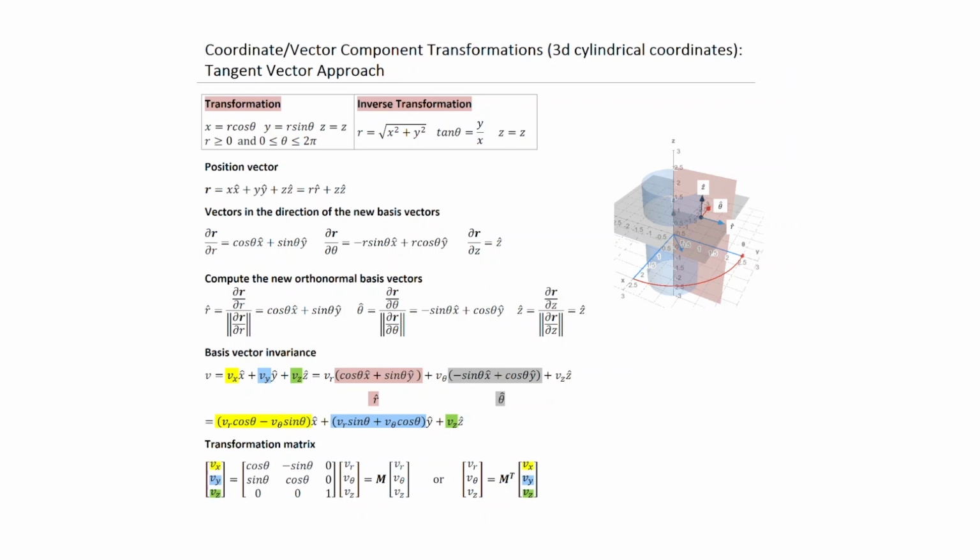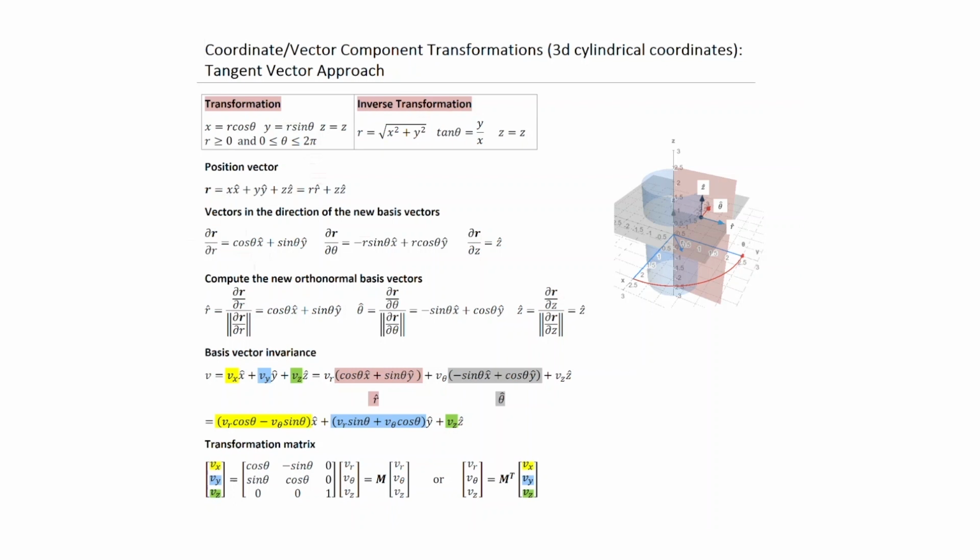All right, so now let's look at cylindrical coordinates. The transformation for cylindrical coordinates is here, the inverse is here. The position vector in this case would be an r component along the azimuthal plane and a z component in the z direction.